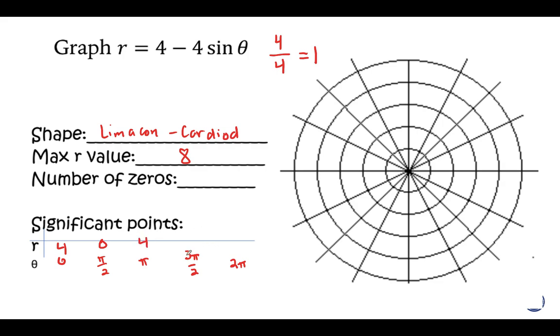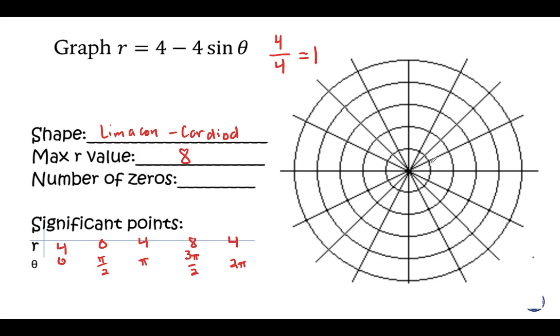3 pi over 2, I know that sine is a negative 1. So I'm going to end up with 4 plus 4 when I plug a negative 1 in for sine. Right? 4 plus 4 is 8. Hey, there's our max R value showing up in our points. All right. Then at 2 pi, well, sine at 2 pi we know is 0. So we're back to 4. All right, so let's go ahead and plot these points.